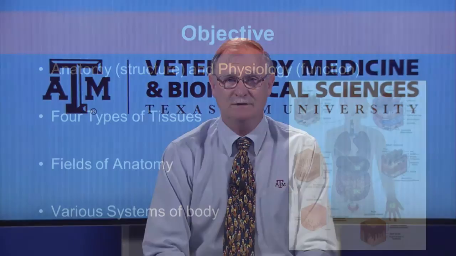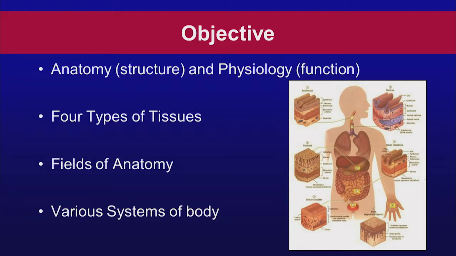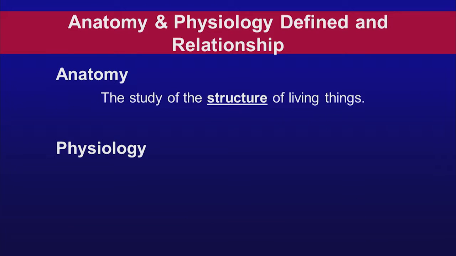Today we want to talk about anatomy and physiology, as Tori said. By way of outline, we want to look at anatomy, which is the structure of things, and physiology, which is the function of those structures. Then we'll talk about the four basic types of tissue that we see with microscopic anatomy, a little bit about fields of anatomy, and then various systems of the body that we'll be talking about today.